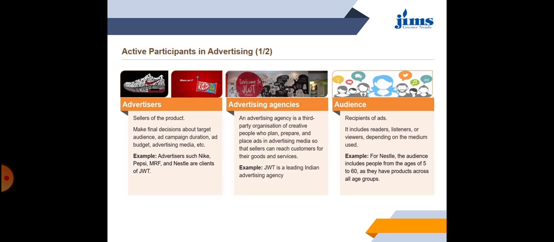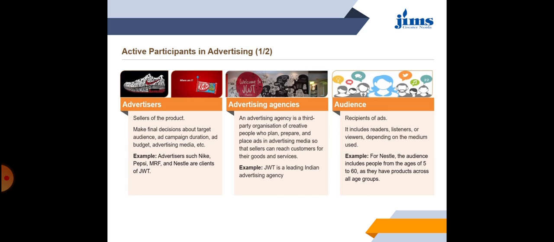Second is the advertising agency. When we talk about the advertising agency, we have just discussed that these are intermediaries which help the marketers in choosing and creating the ads, in choosing the right media platform as per the product, and help in creating a creative ad to hit and grab the attention of the customers. For example, JWT is a leading Indian advertising agency.